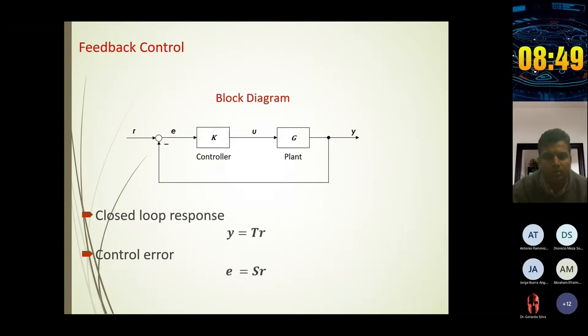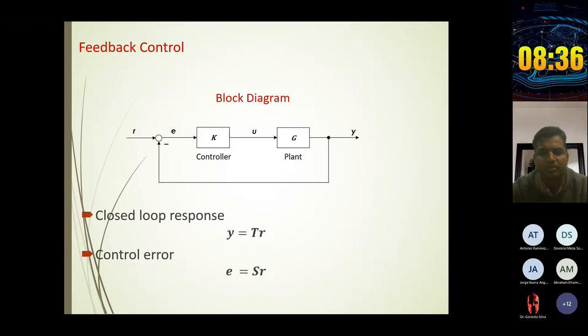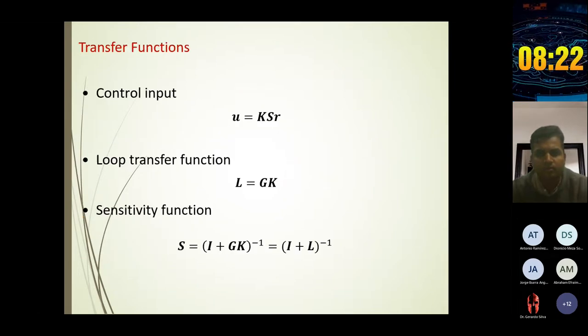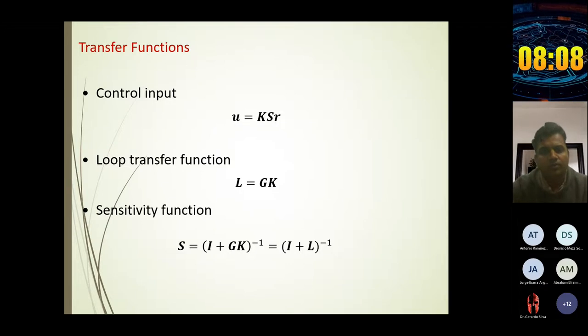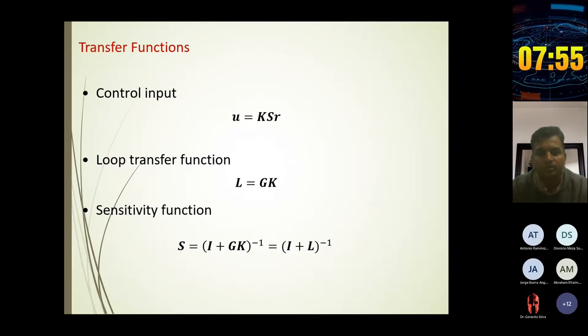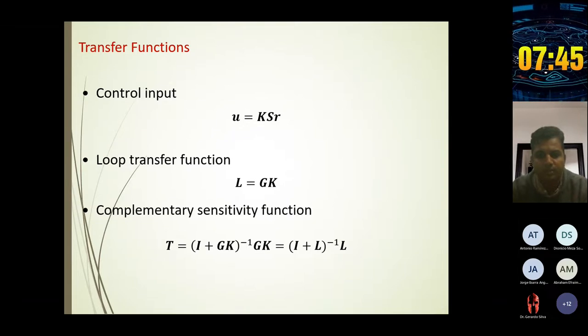So this is a basic block diagram, just to give you a brief introduction about feedback control. We already know that Y is expressed in terms of the complementary sensitivity function, T. The control error is represented in terms of the sensitivity function, the transfer function from reference to error. Some general formulas are presented here: the open loop transfer function is represented by the plant transfer function G and the controller transfer function. The transfer function from reference to the control input U is represented by KS. The sensitivity function in terms of the loop transfer function is the inverse of the identity matrix plus the loop transfer function. Similarly, the complementary sensitivity function is represented in terms of the loop transfer function.